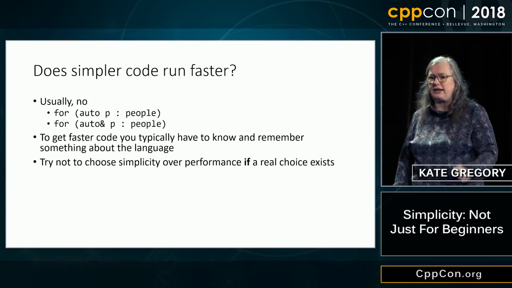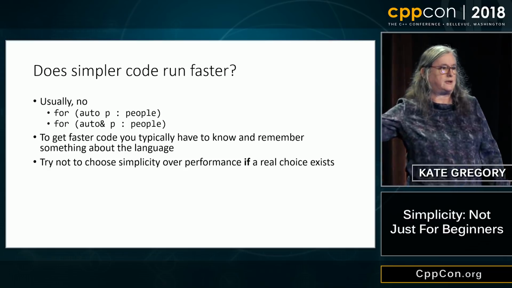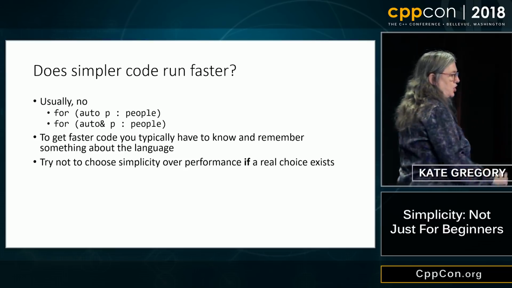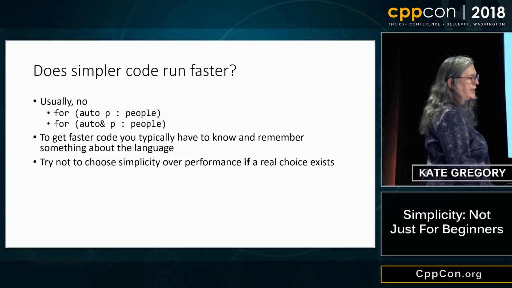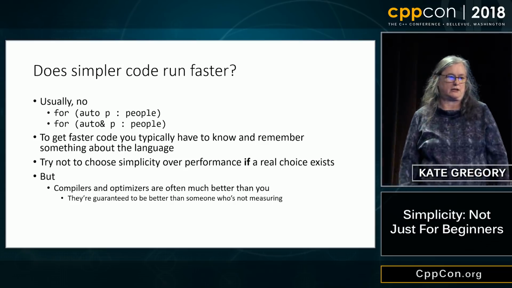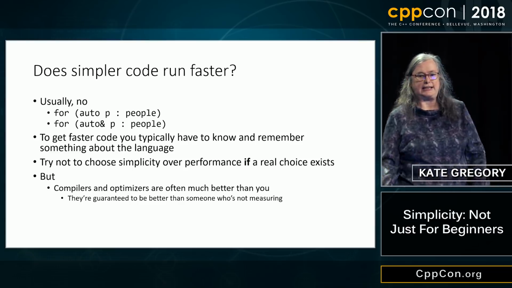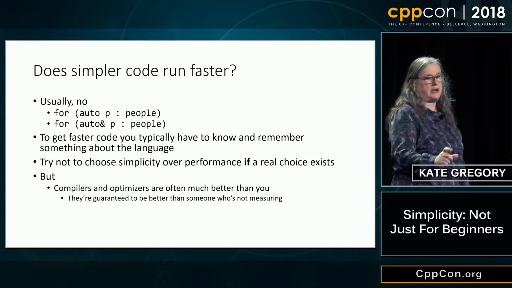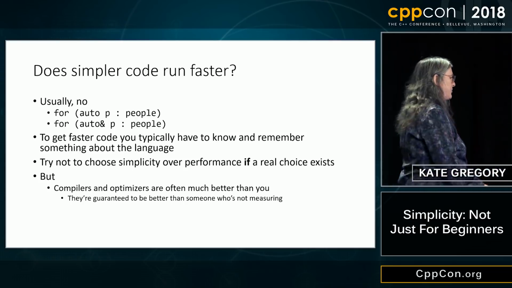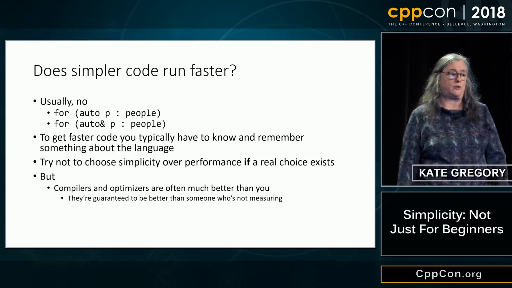I am never going to advocate that you choose simplicity over performance, but you will notice that the word if is in bold. If a real choice exists, go with performance. But that's a big if. Compilers are amazing. Optimizers are amazing. If you get the brilliant idea that like, oh, this variable inside this loop never changes, I should move it out of the loop, yeah, you are like little baby, says the optimizer. And guaranteed they're better than you if you haven't measured yet.